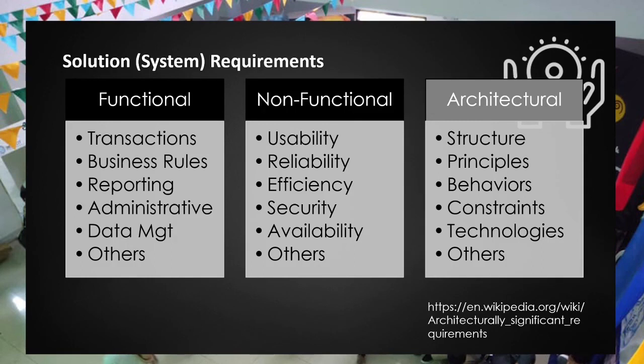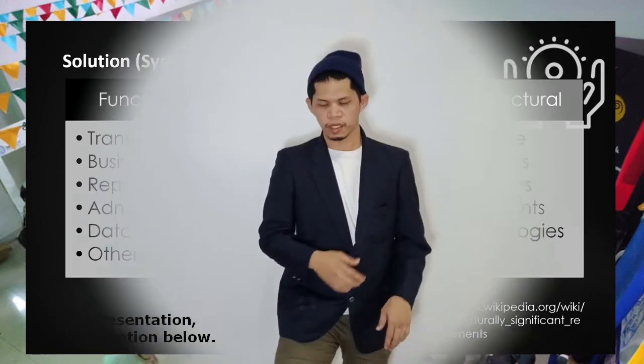Architectural requirements may include the structure of the system, principles used in development, behaviors of the product, constraints, technologies, and other requirements that may affect the architecture of the system. I hope that gives you some insights in understanding the classification of different levels and types of software requirements.